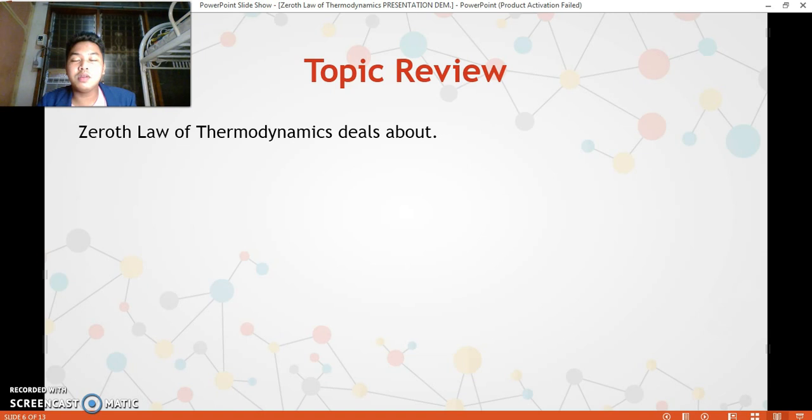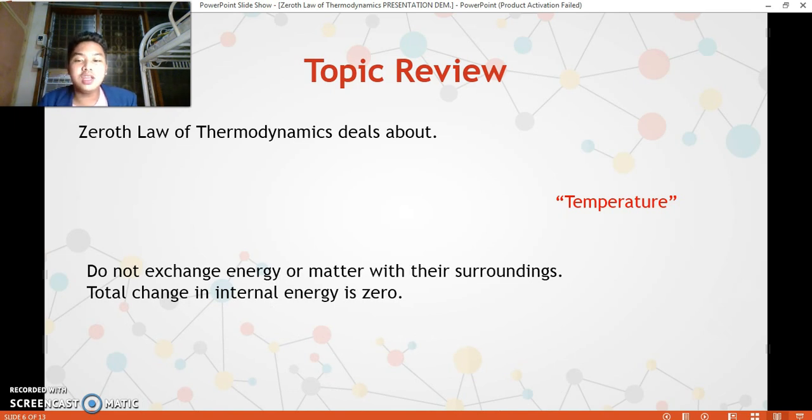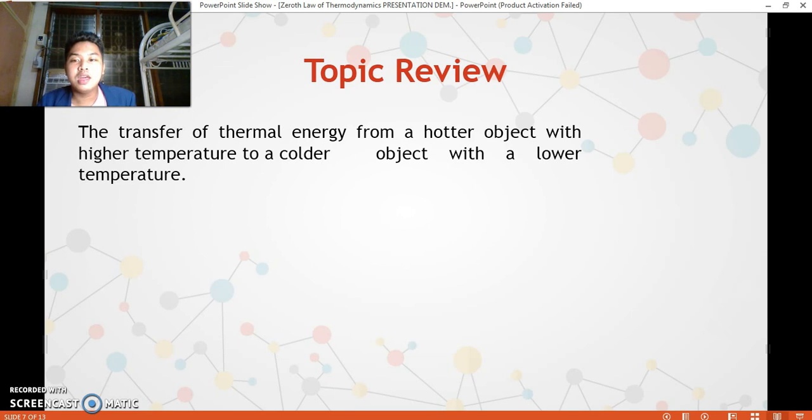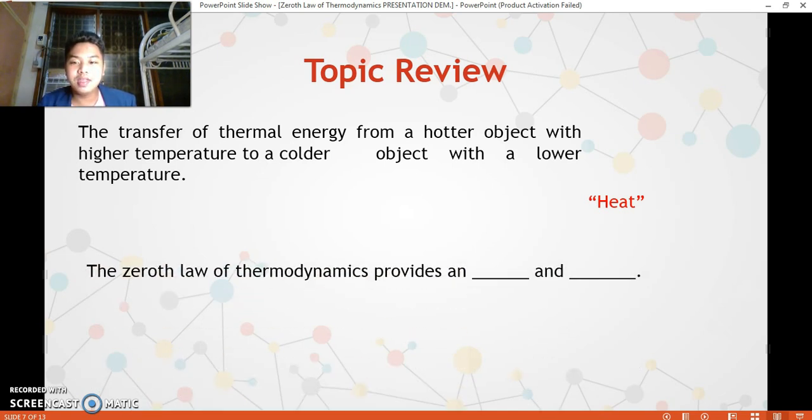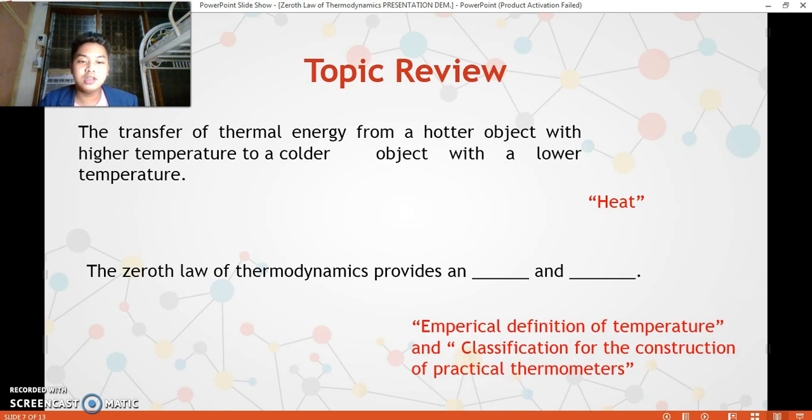The zeroth law of thermodynamics deals with temperature. Systems that do not exchange energy or matter with their surroundings, with total change in internal energy of zero, are what we call an isolated system. The transfer of thermal energy from a hotter object with higher temperature to a colder object with a lower temperature is heat. The zeroth law of thermodynamics provides an empirical definition of temperature and the justification for the construction of practical thermometers.